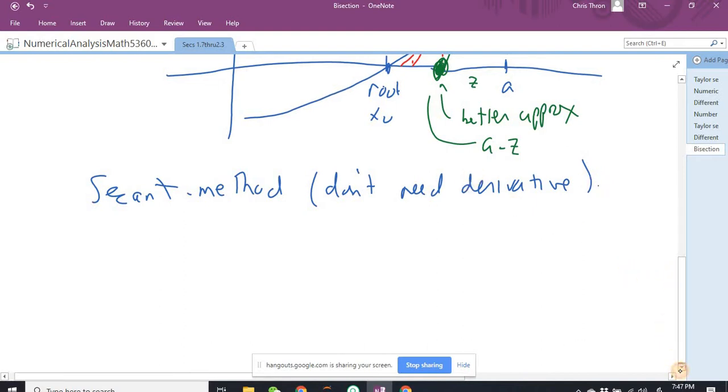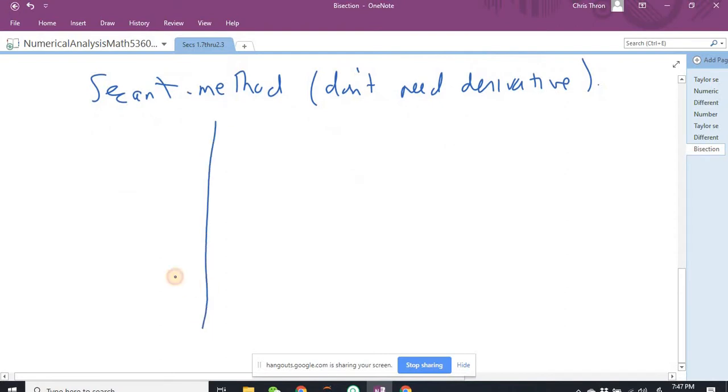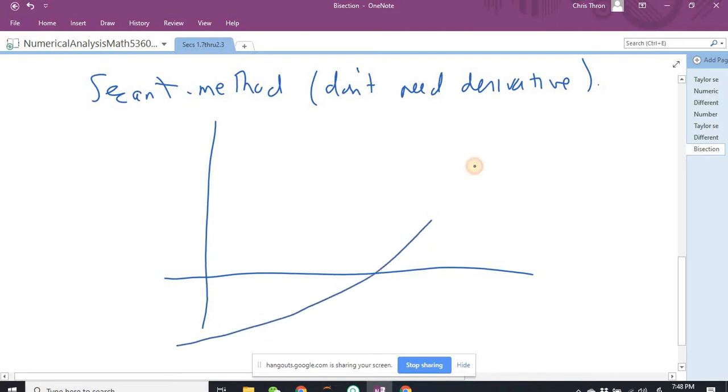All right. So in this case, let's see what we can do. Now, secant, if you remember what secant is, secant means you join 2 points on the curve. Right? So let me draw another curve here. In this case, I want 2 values, A and B.